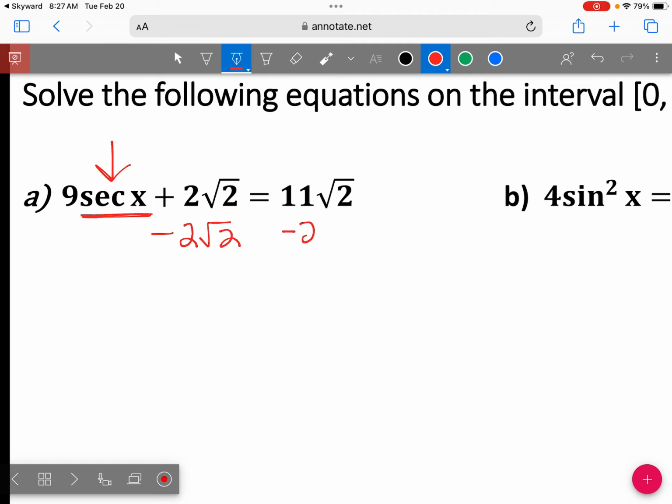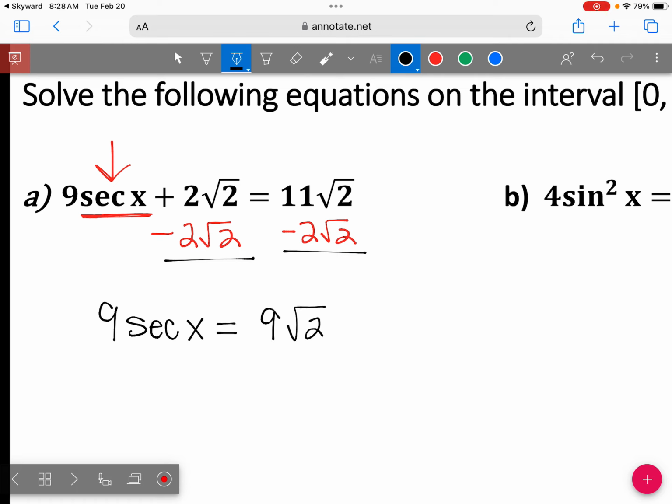So going back to first semester and also Algebra 1, the only way you can subtract is if you have the same number under the radical, and you see how these both have a root 2? That means that they're like terms. So you have 9 times the secant of x. And 11 minus 2 is 9 root 2. Now to get rid of that 9, we're going to divide it. So you're left with secant of x equals the square root of 2.